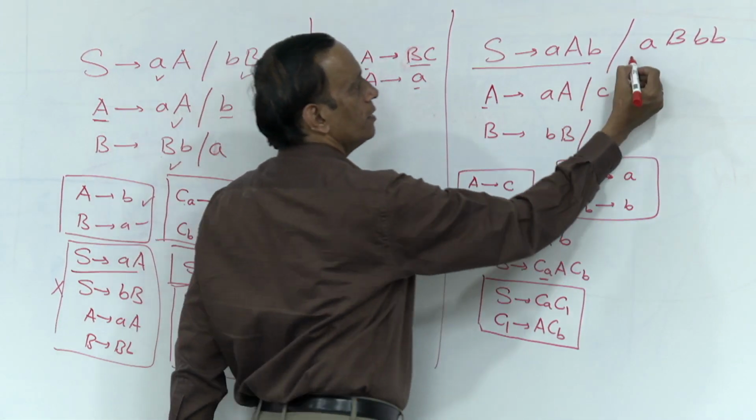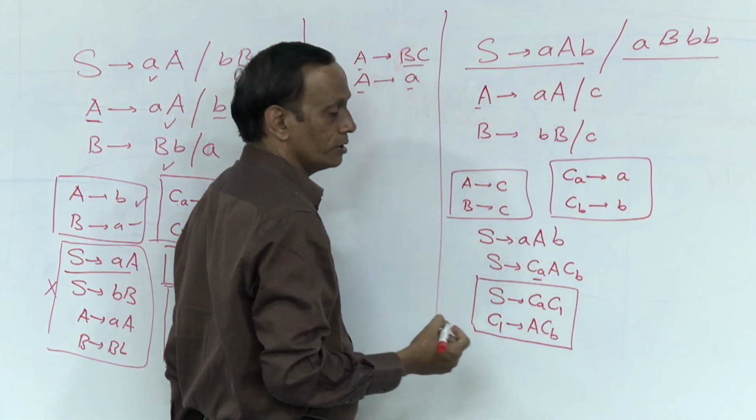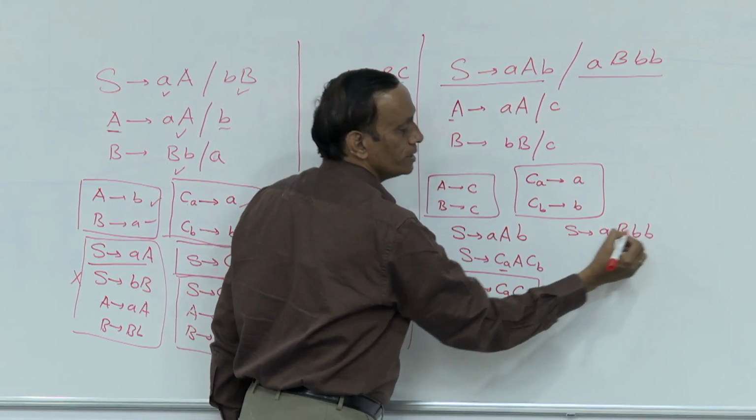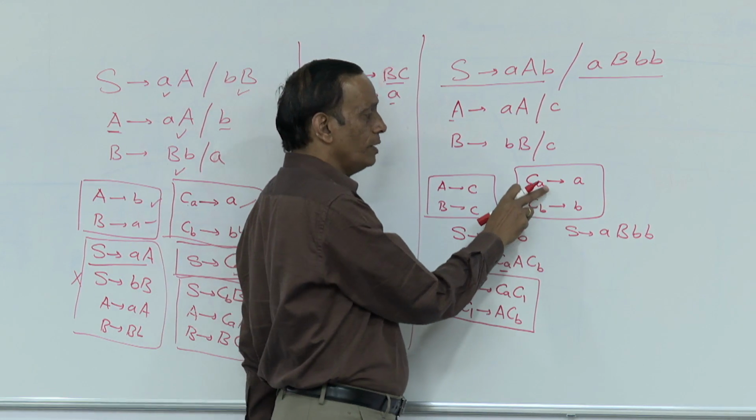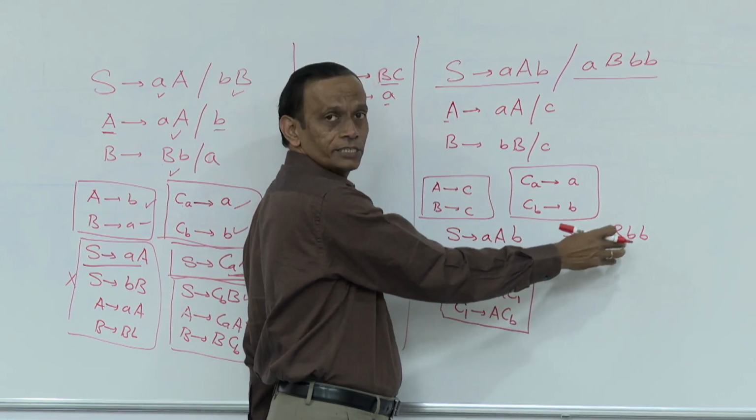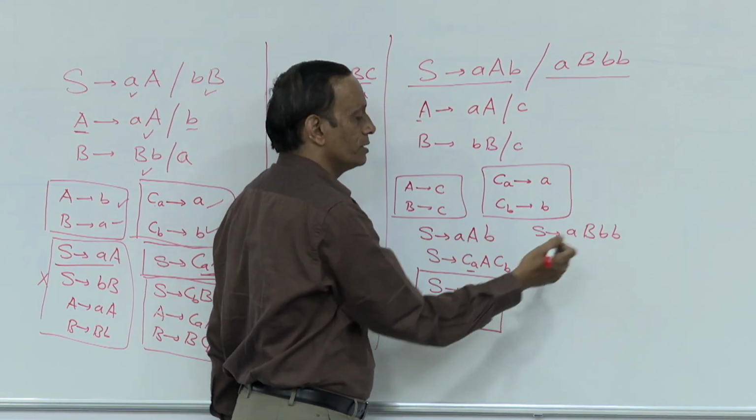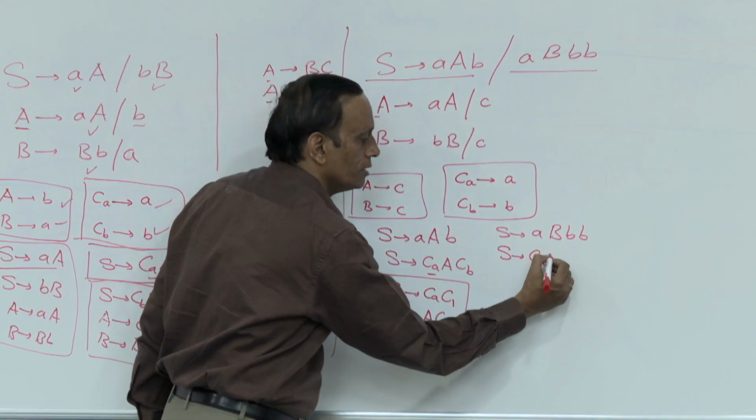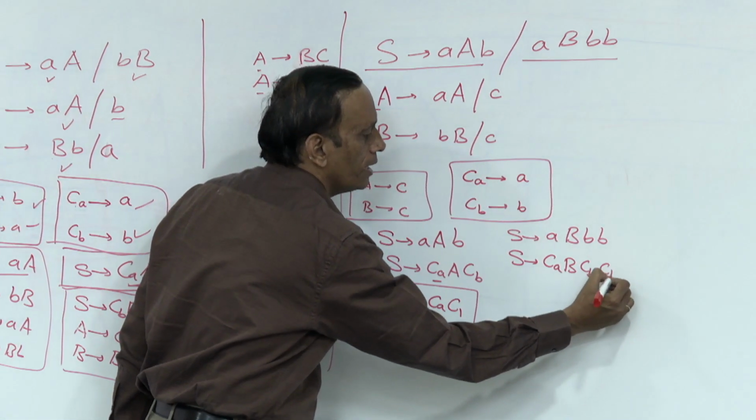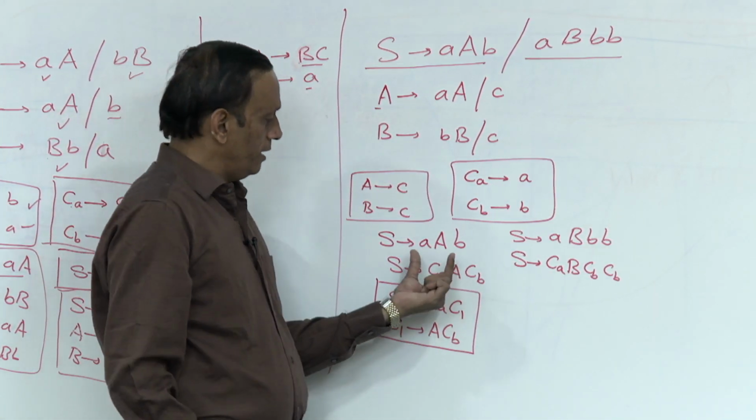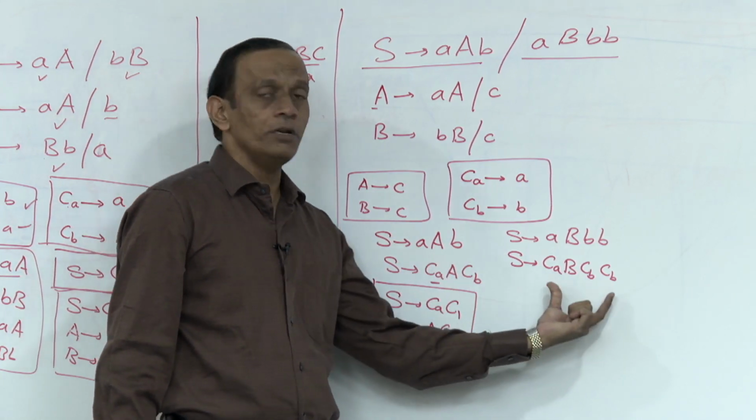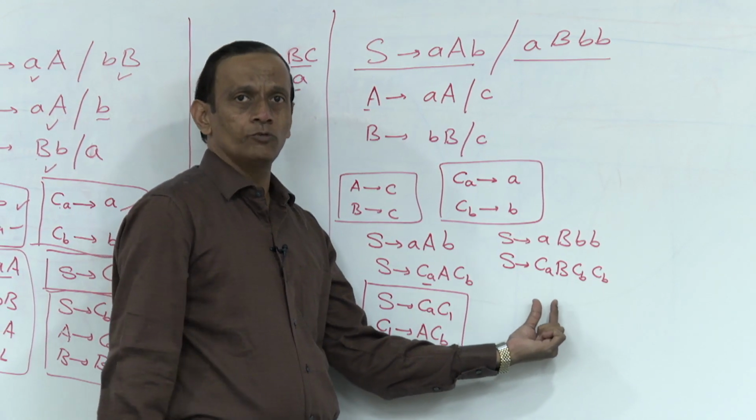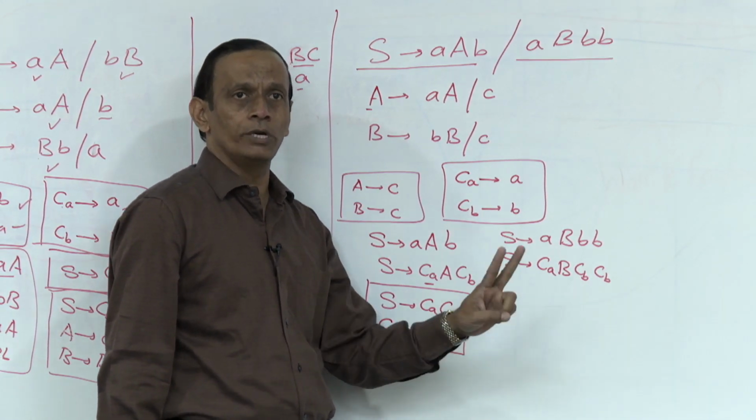Now let us pick the next production. The next production is S gives a, B, small b, small b. Now as we have already introduced CA and CB for each respective a and b occurring towards the right side, we will replace them by the newly introduced variables. So we get CA, B, CB, CB. Now if we see here, in the earlier case there were three symbols, now we have a total of four symbols. Now we have to control this so that every production which we convert should have at most two variables towards the right side.